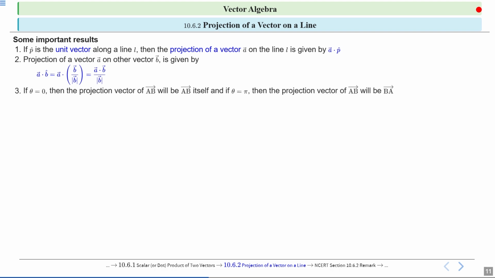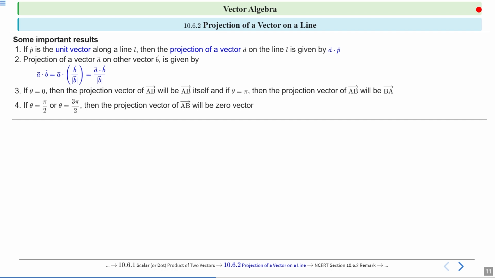Okay. If theta equals 0, then the projection of vector AB will be AB itself, and if theta is equal to pi, then the projection of vector AB will be BA. If theta is equal to pi by 2 or theta is equal to 3 pi by 2, then the projection of AB will be the 0 vector, right?